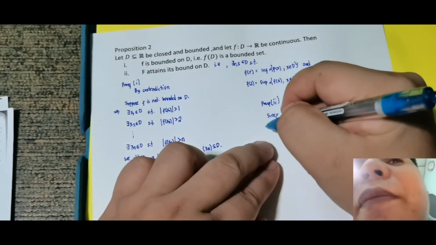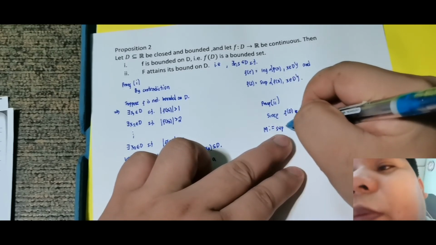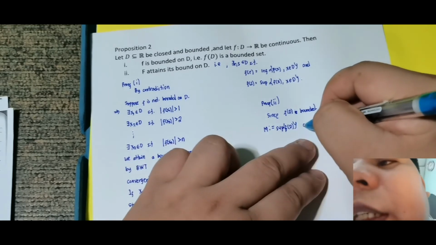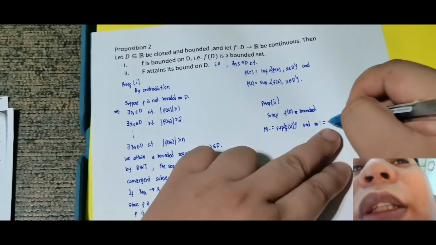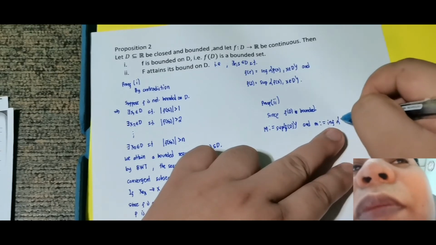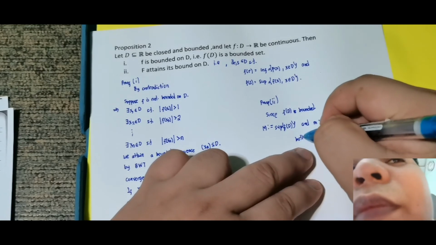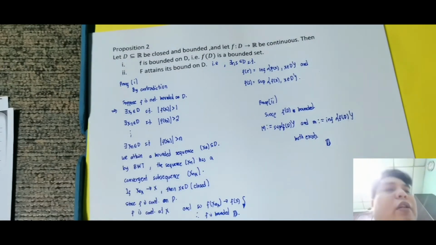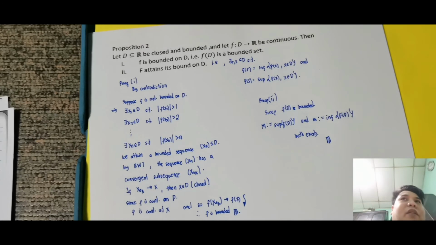Okay, then we define M to be the supremum of f of D. Yan yung isa. And we define small m to be the infimum of f of D. They are both exist. Okay, so that is done. So ano ba lang ibig sabihin? Since bounded na ako, automatic, meron na akong supremum sa infimum. Ganun lang kasimple yun.